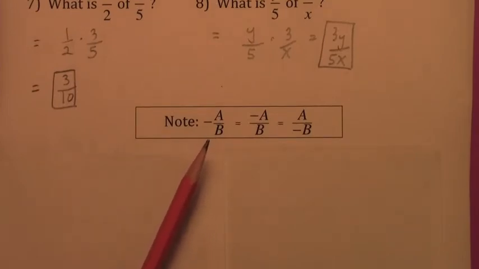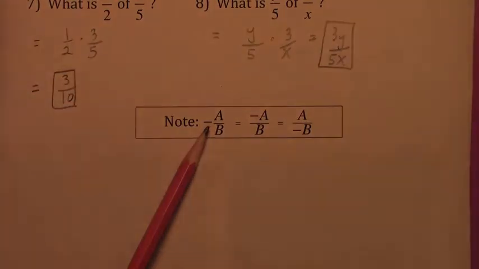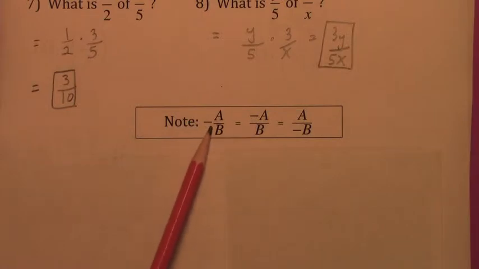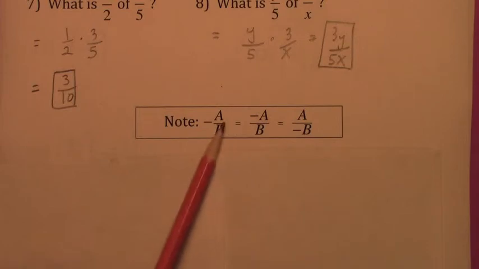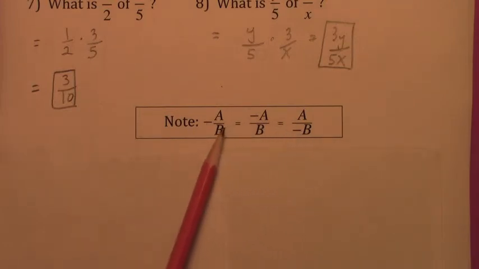Anyway, this is an important little fact here. This kind of goes back to last chapter. See that negative in front of the fraction? We talked about that a little bit. When you have a fraction and a negative sign in front, you could either take that negative sign and put it on the numerator, or you could put it in the denominator. All three of these things are equivalent, okay?